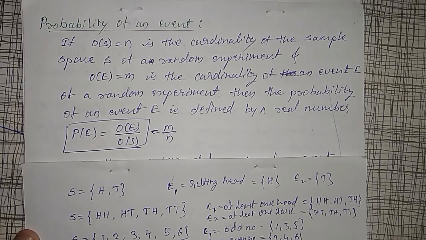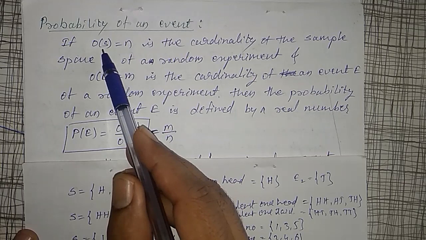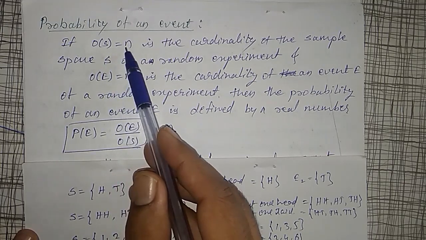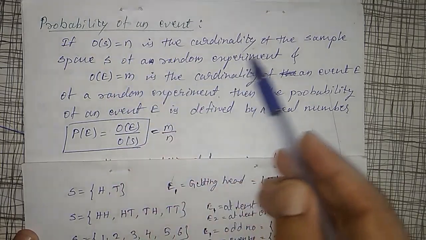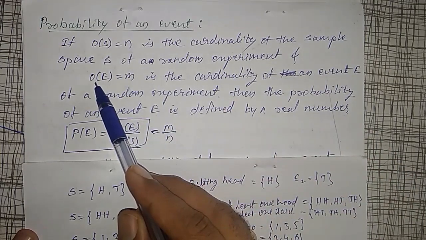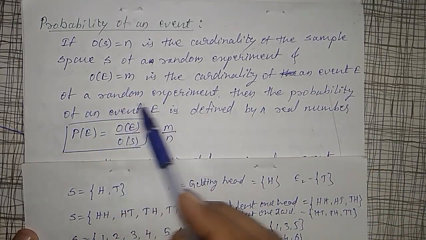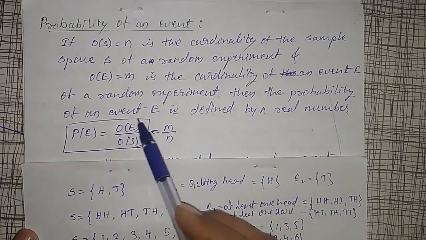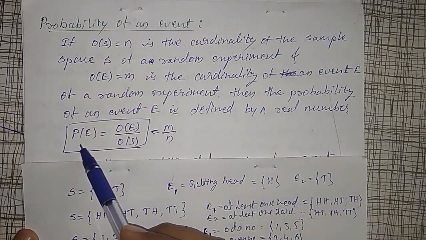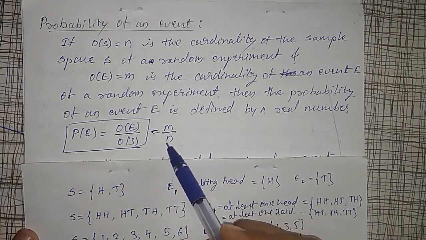let me now define the probability of an event. If the cardinality of S, that is the sample space, order of S is equal to n, is the cardinality of a sample space S of a random experiment, and order of E is equal to m is the cardinality of an event E of a random experiment, then the probability of an event E is defined by a real number: probability of E is equal to order of E divided by order of S, that is nothing but m by n.